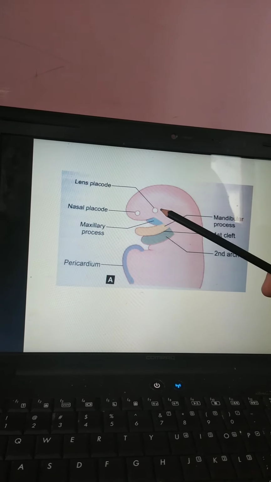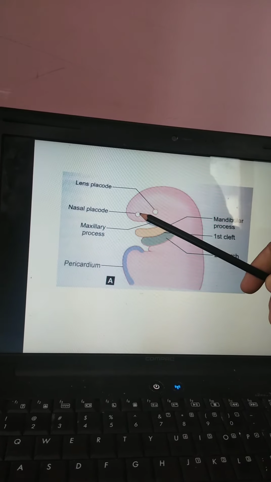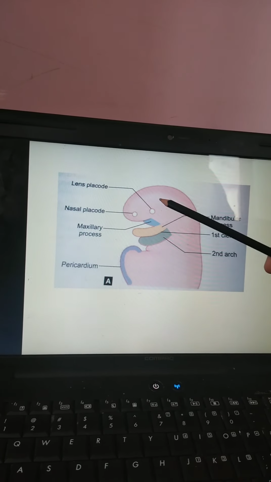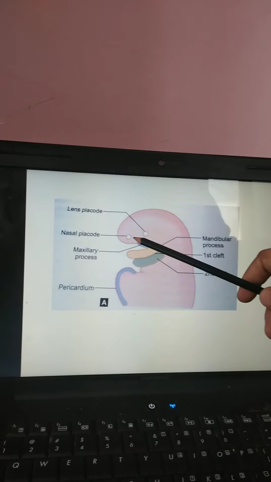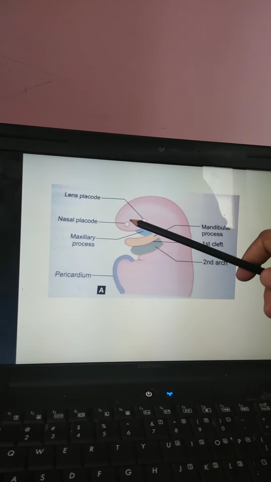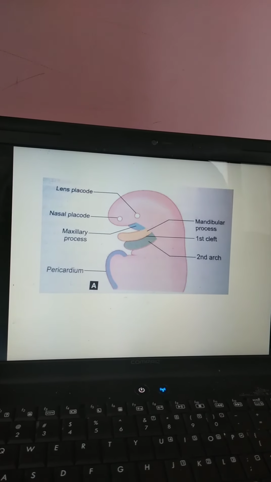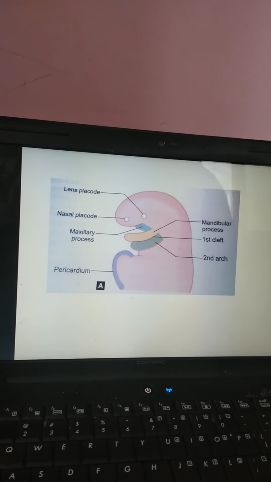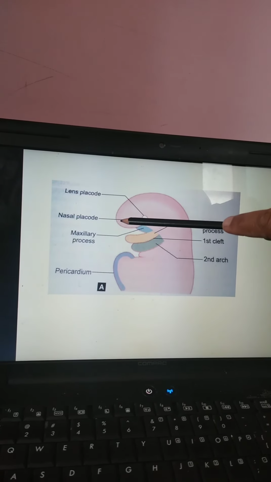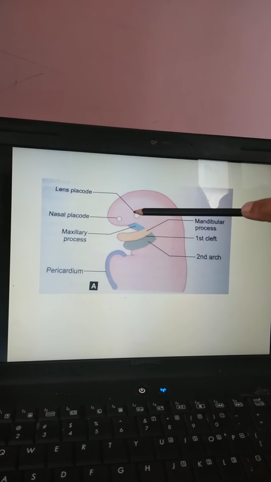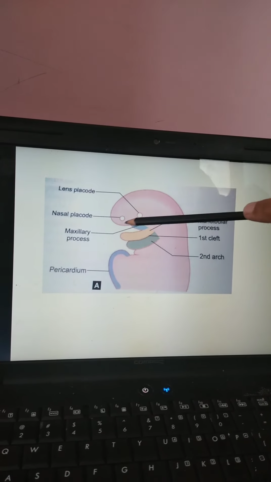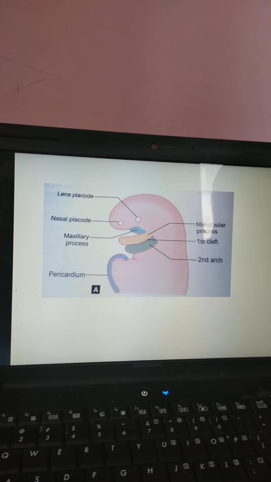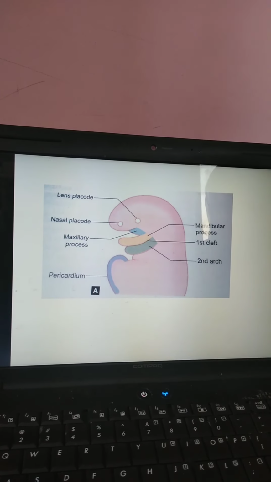So this is the lens placode. This was the nasal placode, that is the ectodermal thickening. Another ectodermal thickening occurs just above and behind the nasal placode, that is known as the lens placode. This lens placode also sinks just like the nasal placode, and forms the pit that later forms the eye.